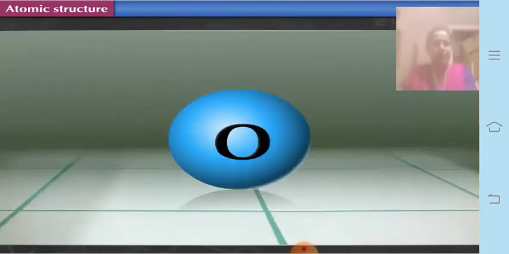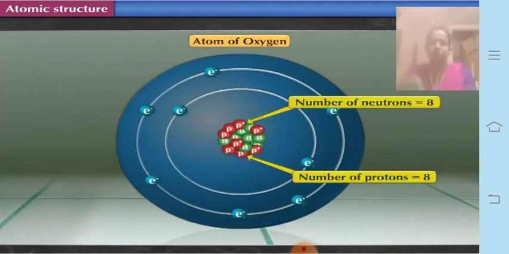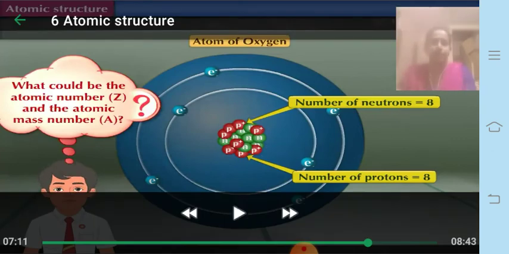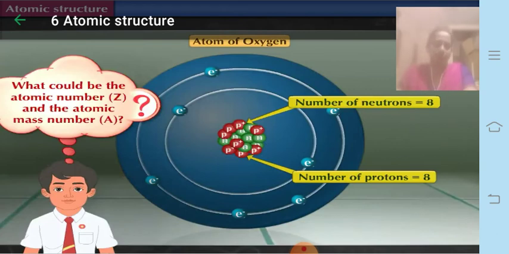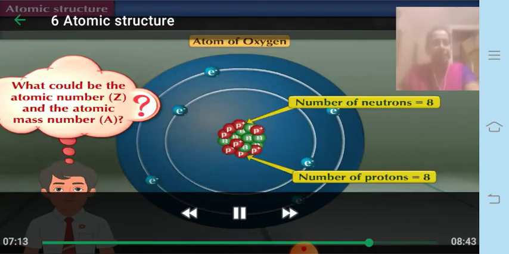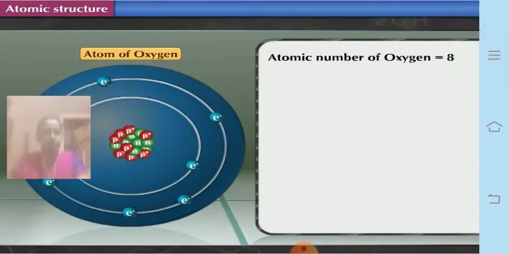Now let us take one more example, that of oxygen. The symbol used for oxygen is O, and the number of protons is 8 and the number of neutrons is 8. So what could be the atomic number Z and the atomic mass number A? Can you tell quickly now? Yes, my dear students, the atomic number is nothing but the number of protons, which is equal to 8. That means the atomic number is 8, and the atomic mass number is the sum of protons and neutrons, so 8 plus 8 is equal to 16. And so in the conventional way we will write it like this: the atomic number of oxygen is 8.